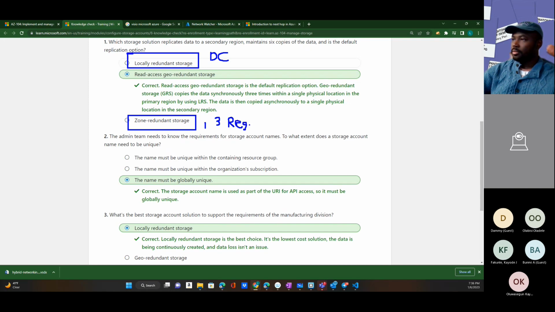Okay, so this is for zone redundant. So it's still within the same region. So the difference is that locally redundant is restricted to a data center within that region. Zone redundant storage is, in this case, going to have 3 copies in 3 data centers. Okay, 1 copy in each of the data centers within that region.